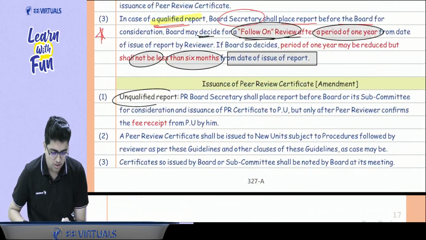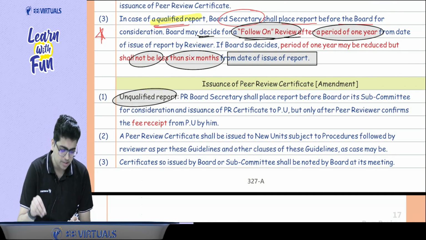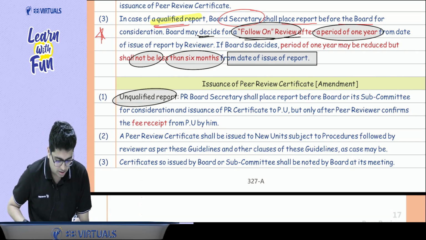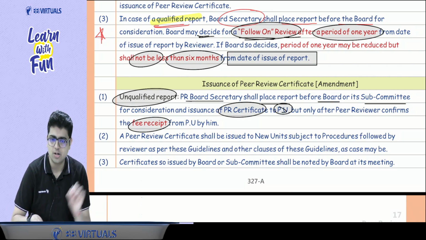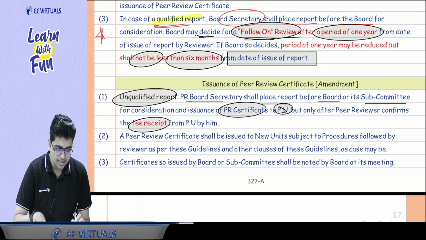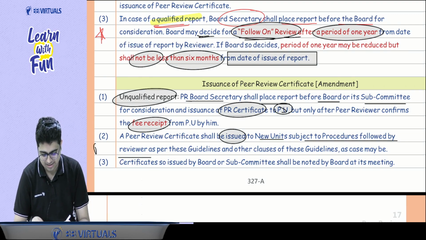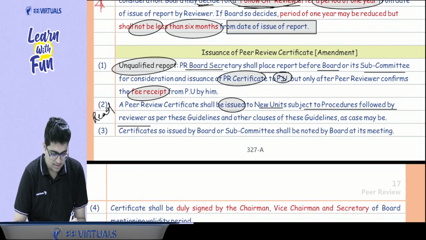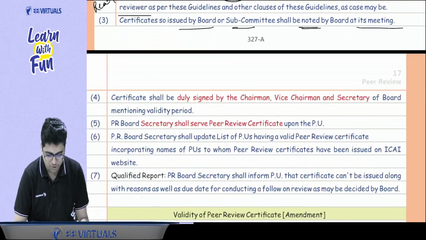If there is an unqualified report and a proper fees has been paid by the practicing unit, peer review certificate shall be issued. The report goes before the board audit subcommittee, and the peer review certificate is issued to the practicing unit, but only and only if they have got the fees from the practicing unit. A peer review certificate shall be issued to the new unit subject to the procedures followed by the reviewer as per the guidelines. Just read this line. That's all that you need to do. Certificate so issued by the board or subcommittee shall be noted by the board at its meeting. Again, just a point to be read.